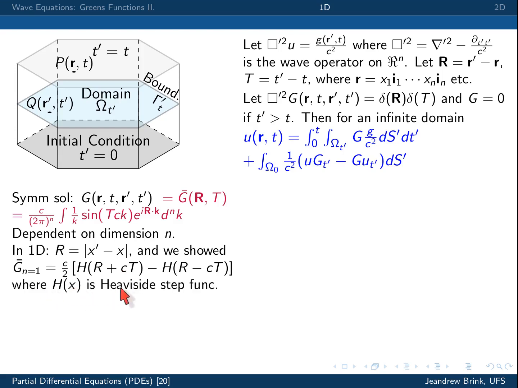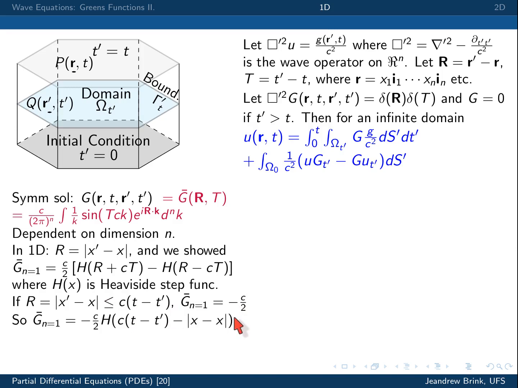So h is the Heaviside step function, as I've implied by the discussion. And what we then get is that this Green's function for n equals 1 is non-zero if R is less than or equal to c times (t minus t prime). Remember, we've restricted the Green's function to be non-zero only if t minus t prime is positive. And we get that the value is minus c over 2.